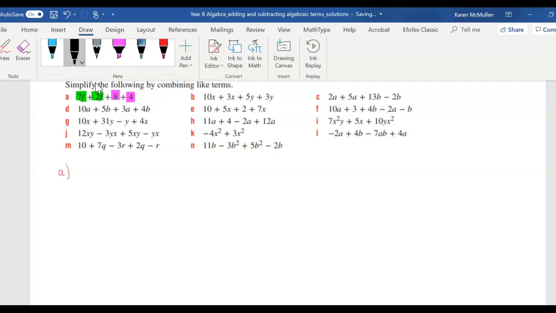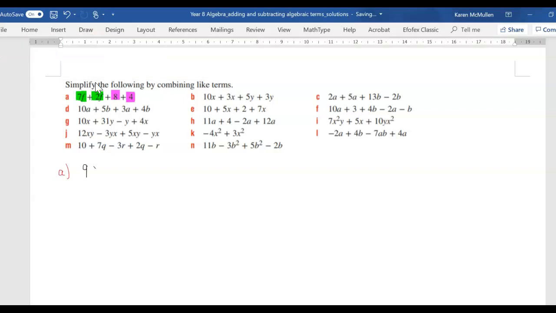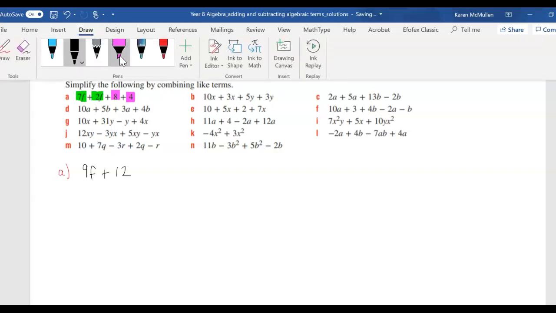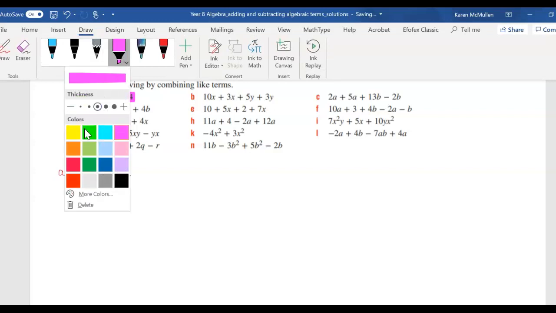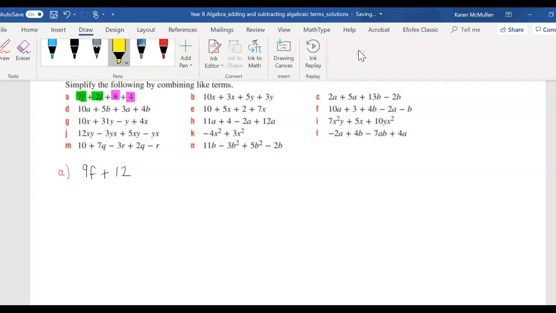So 7F plus 2F gives me 9F. And then 8 plus 4 gives me 12. So they have to be kept separate. I don't then write 21F, because I've got 9 lots of F and I've just got 12 on its own. All right, let's move on to the next one. It doesn't matter what color you use.